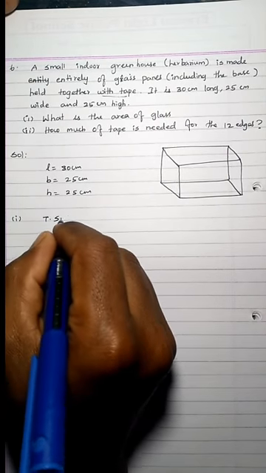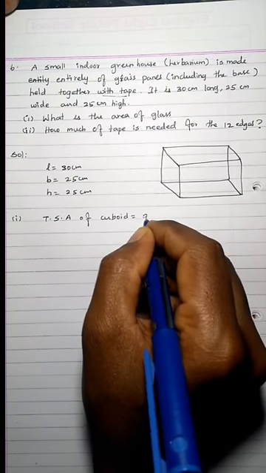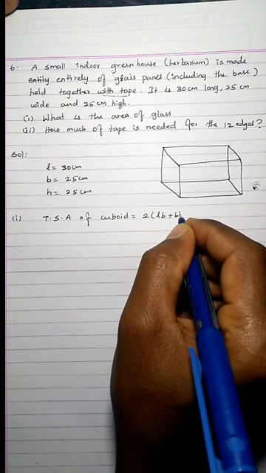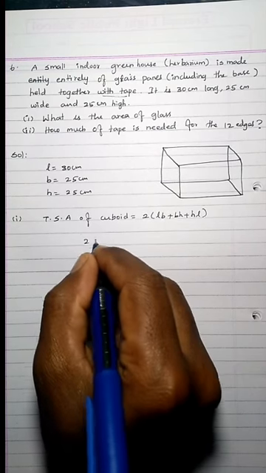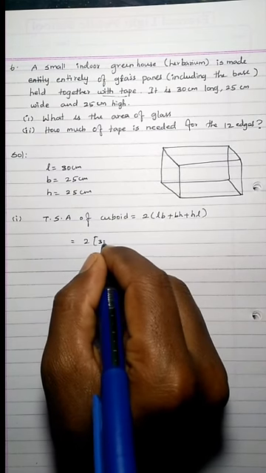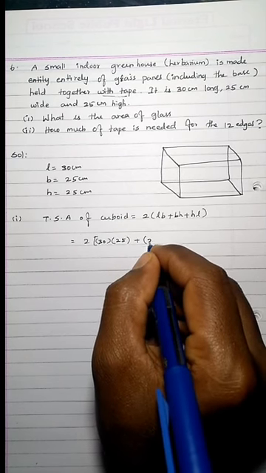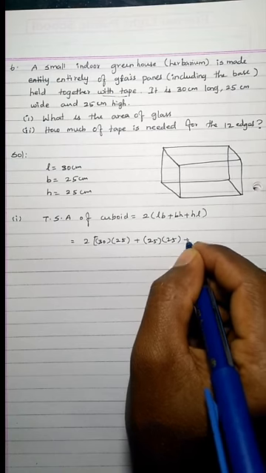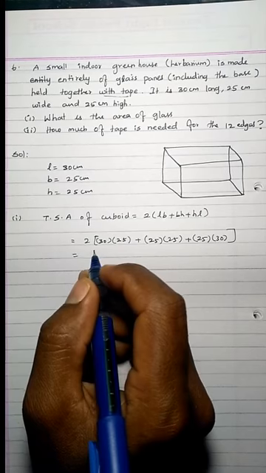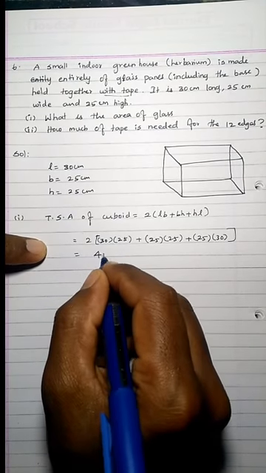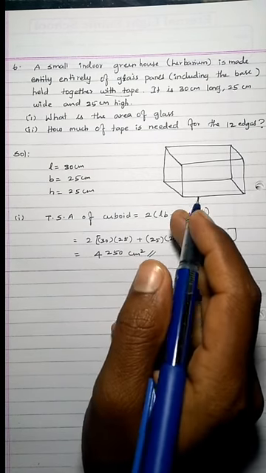So total surface area of cuboid is equal to the formula 2 into lb plus bh plus hl. Now apply all the values. 2 into lb plus bh plus hl. So if you simplify, you will get 4250 centimeter square is the total area of the glass.